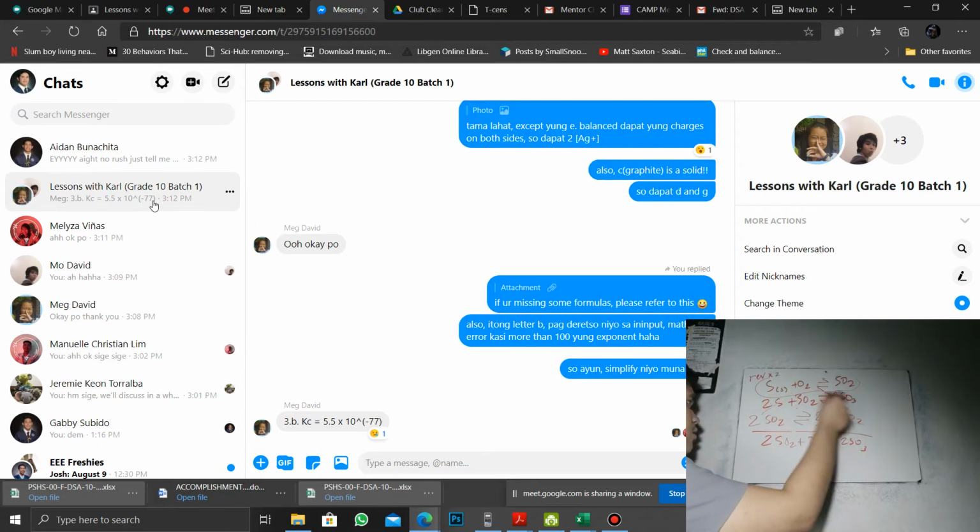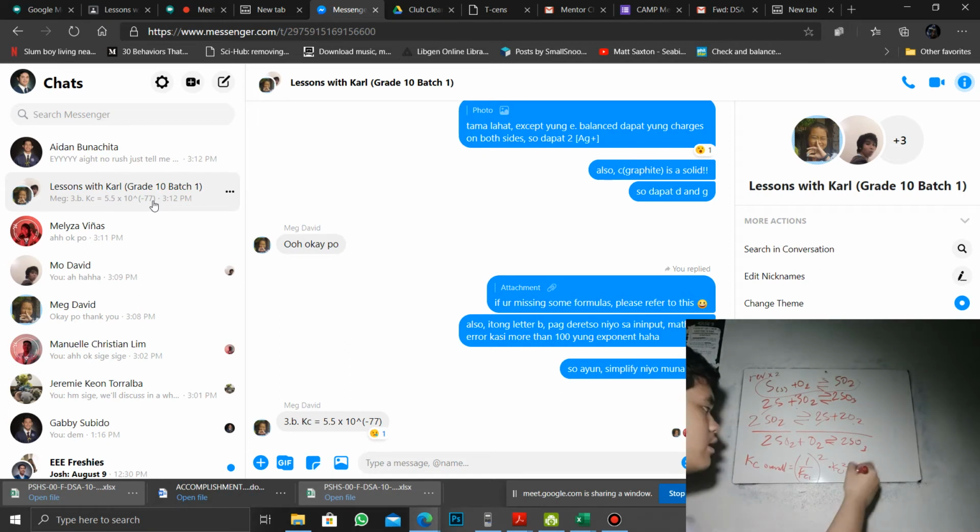Yan. So, Kc overall is 1 over Kc1 kasi ni-reverse, tas multiply natin by 2 squared times Kc2. So, pag simplify natin to, ito yung ipasok nyo sa calcu: 9.8 over 4.2 squared times 10 raised to 128 over 10 raised to 104. Lalabas dapat dyan is 5.56 times 10 raised to 23.